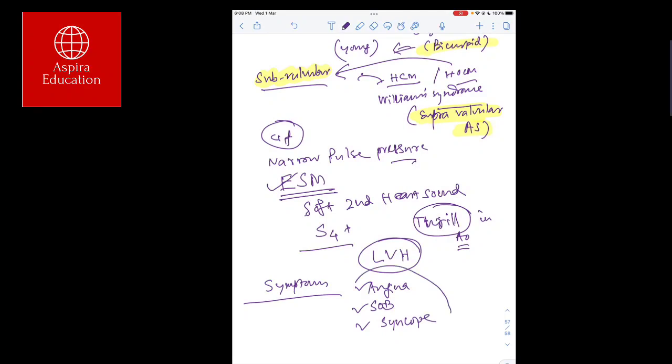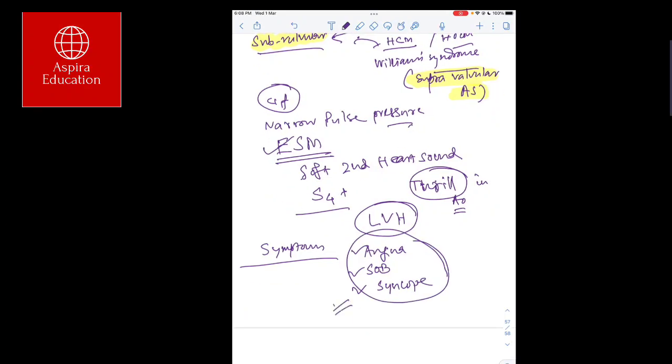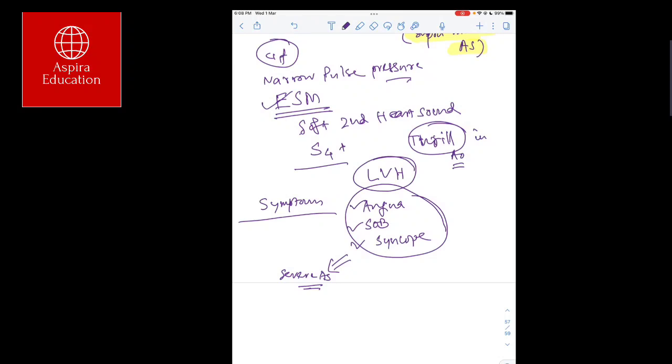If any of the symptoms are present, then it's severe aortic stenosis, severe AS. This is all you need in the exam and also in day-to-day clinics. And if severe AS is present, the only treatment is aortic valve replacement, or basically the treatment is surgery. Till then you can manage the patient symptomatically.